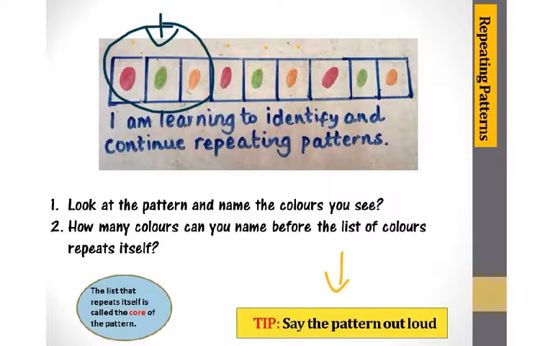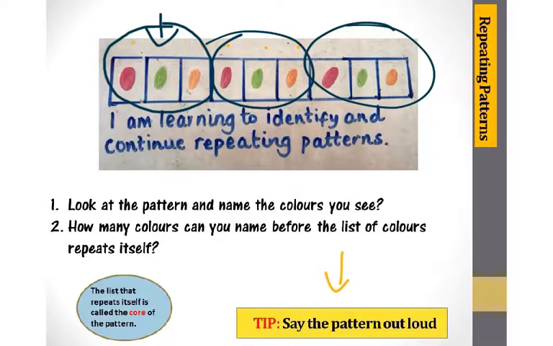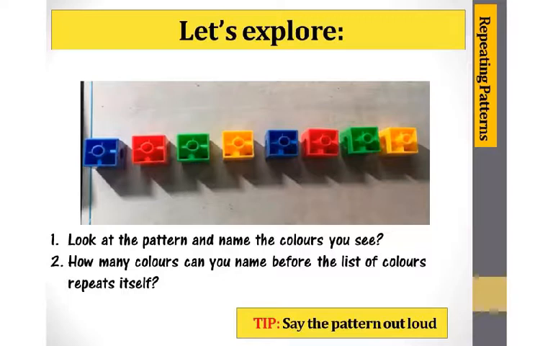So you will see pink, green, orange, pink, green, orange, pink, green, orange. So the core is the pink, green, orange. So with this example, I want you to explore.